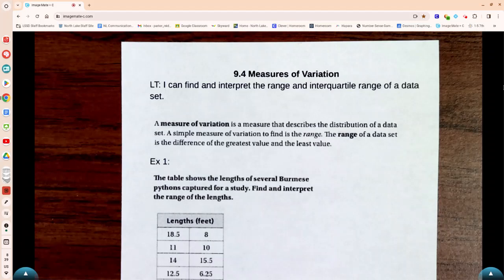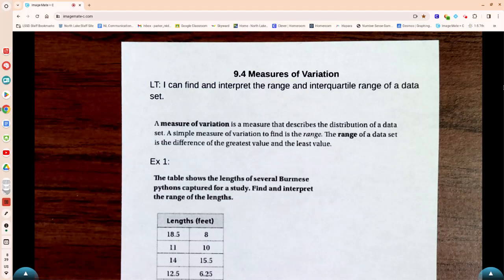So this is 9.4, measures of variation. Could I have a volunteer read our learning target where it says LT? Dash? I can find and interpret the range and interquartile range of a data set.